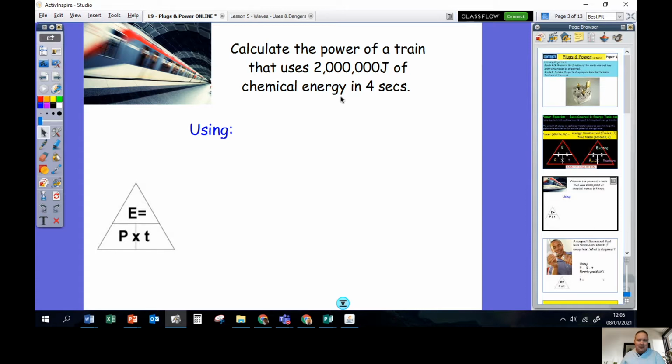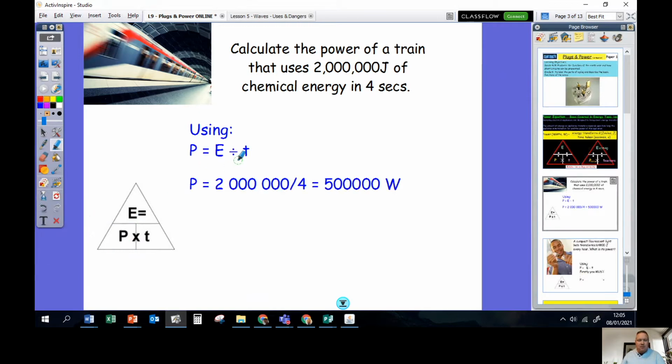I want to calculate. Example calculation: calculate the power of a train that uses 2 million joules of chemical energy in 4 seconds. So if I'm calculating power, there's my power. If I cover up the power, it leaves me energy divided by time. So power is energy divided by time. 2 million joules of energy divided by 4 seconds time gives me 500,000 watts of power.